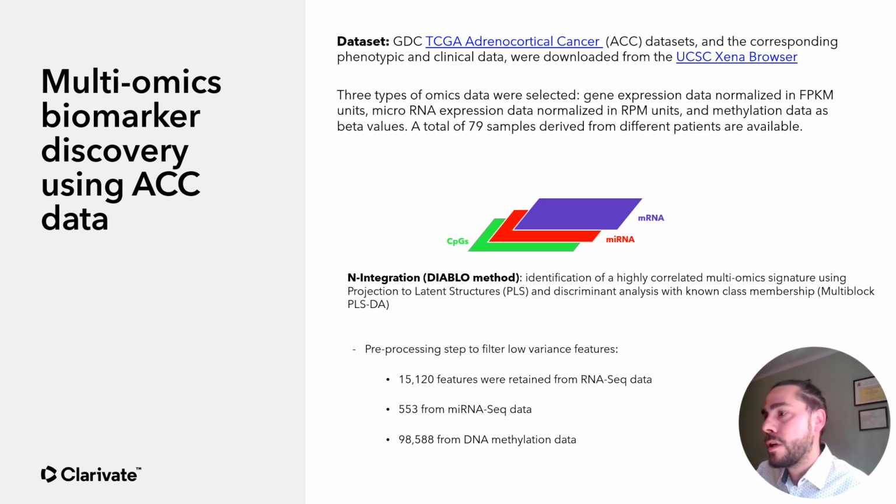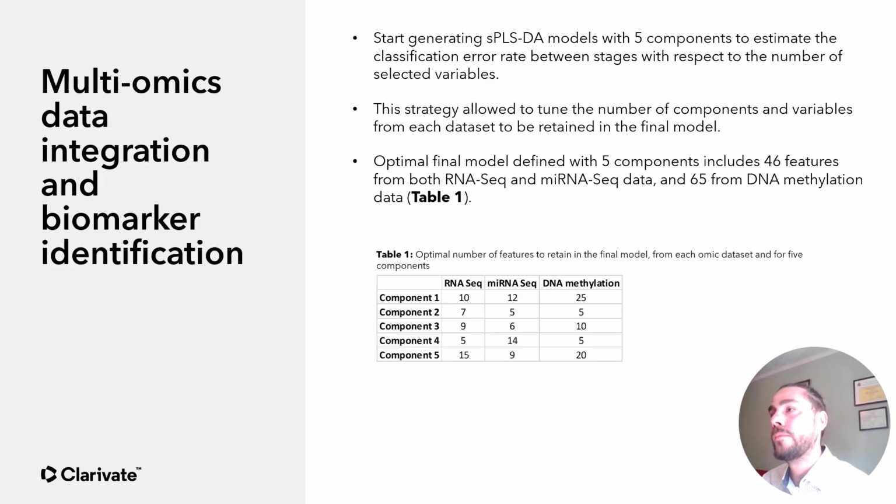The DIABLO method was used to identify a highly correlated multi-omic signature using projection to latent structures and discriminant analysis with non-class membership. An initial preprocessing step was applied to all the datasets in order to filter low variance features. We started generating models with five components to estimate the classification error rate between stages with respect to the number of selected variables. This strategy allowed us to tune the number of components and variables from each dataset to be retained in the final model. The optimal final model, defined with five components, included 46 features from both RNA-seq and microRNA-seq data, and 65 features from DNA methylation data.